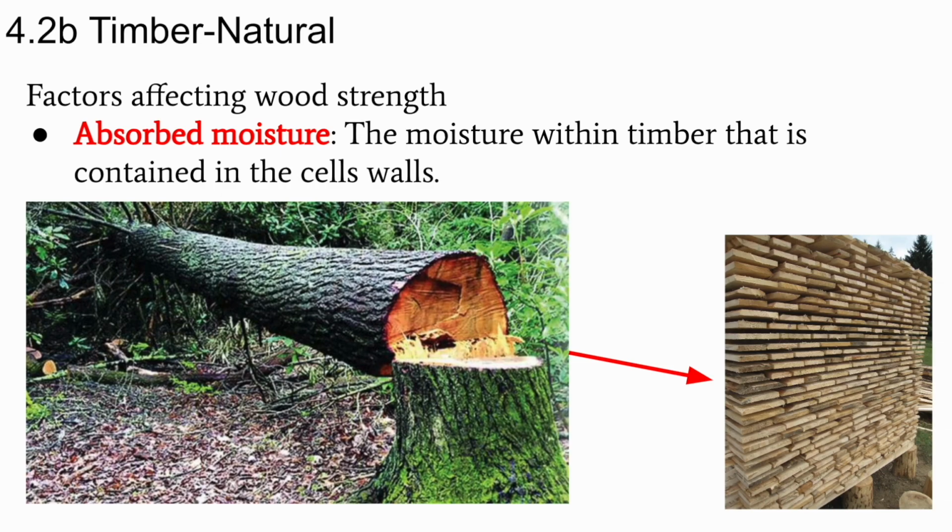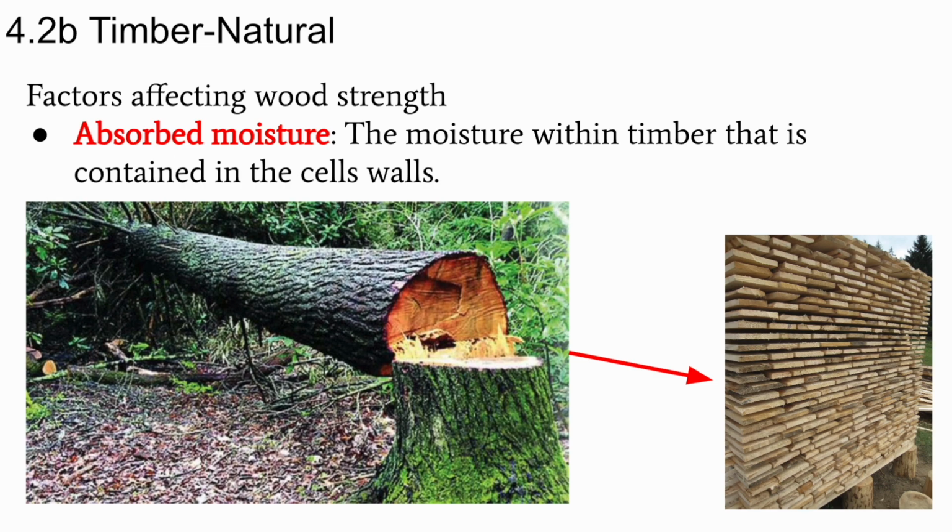One of the most important factors when considering natural timbers is they're just full of water, right? Trees basically suck water up from the ground and bring it up to their leaves so they can photosynthesize. And that absorbed moisture is really stored within the trunk of the tree. So absorbed moisture is the moisture within the timber that is contained in the cell walls of the tree. And really, one of the things that we want to do is after we've cut down a tree, we want to get that water out. And I'll explain why that is in a few minutes.